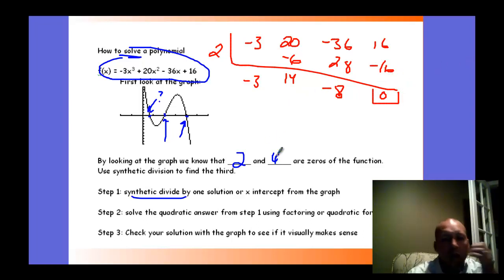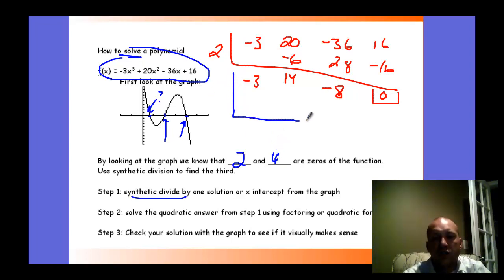We're actually going to take the other 0, 4, and we're going to synthetic divide our solution by the other 0. So it's like double synthetic division. So drop the -3, multiply, add, multiply, add. Notice how we get another 0.